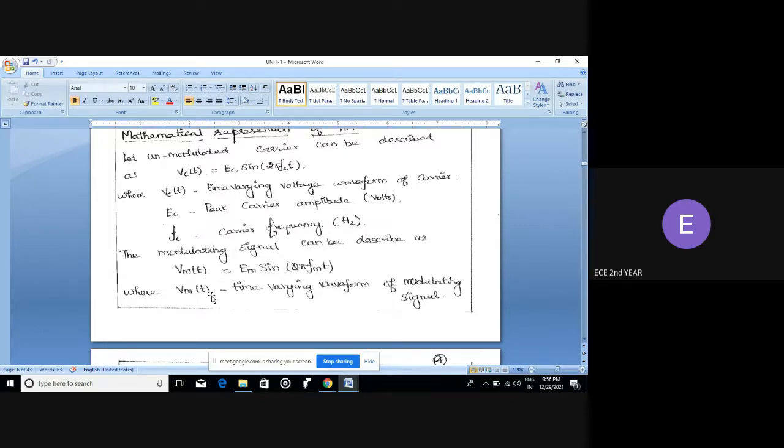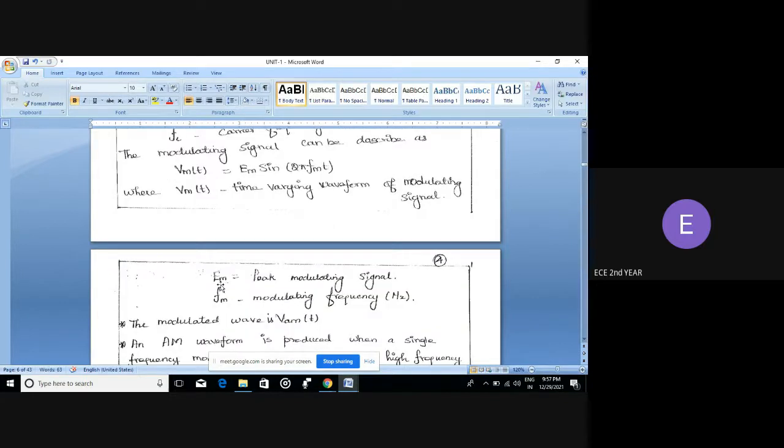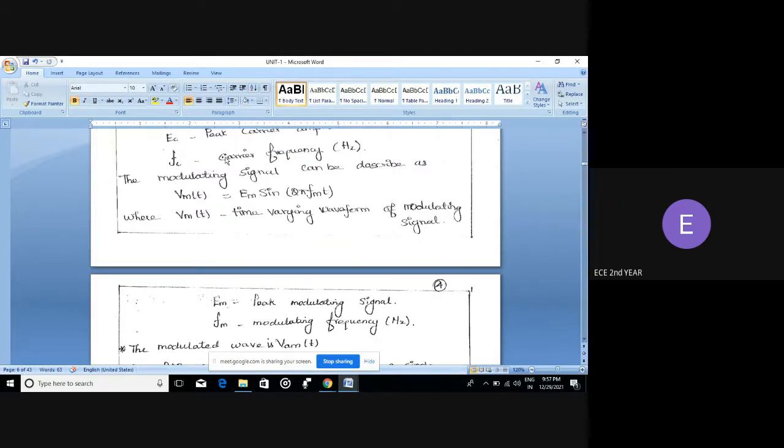Here Vm of t is the time varying amplitude or time varying waveform of the modulating signal, and the next thing is Em. Em is the peak value of the modulating signal, and 2 pi Fm is nothing but the angular frequency of modulation. Fm is the modulating signal frequency, and Fc is the carrier frequency. And we know the unit of frequency is hertz. That is given in brackets here.